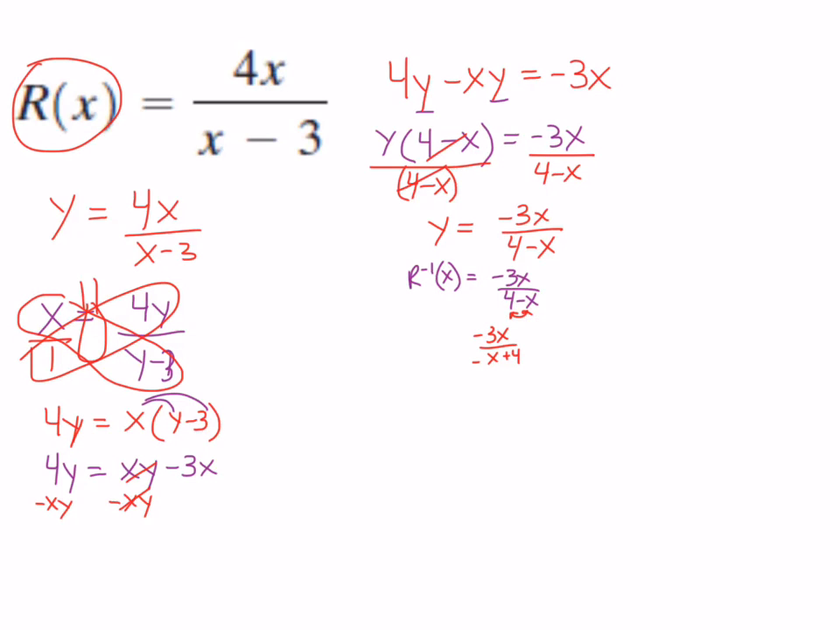But notice how I have a negative both on top and bottom. But remember, we have to factor out the negative, not just get rid of it. So if I factor it out of the bottom, it's negative, and then x minus 4. Now I can cancel out the negative both top and bottom. So this would be my official inverse equation there.